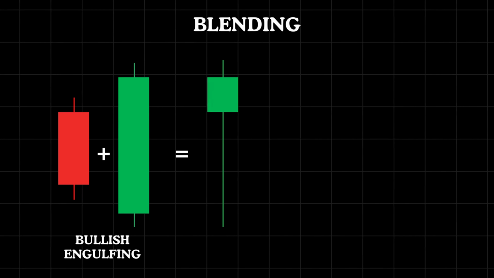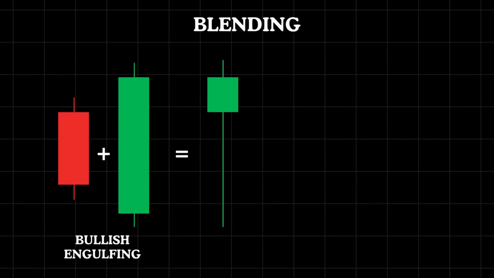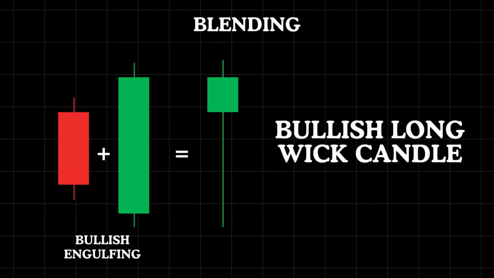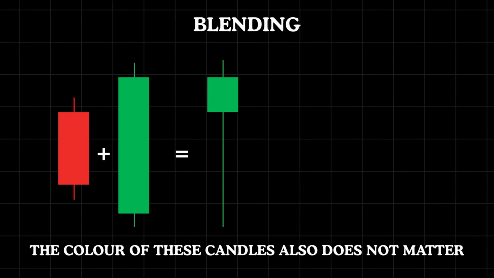Some might assume it's a hammer, but remember what we discussed. There are only 5 essential candle types. There's no need to recall every name. This one is a bullish long wick candle. It has a small body, minimal or no upper wick, and a lower wick that's at least twice as long as the body. As we've mentioned before, the candle's color doesn't matter here.